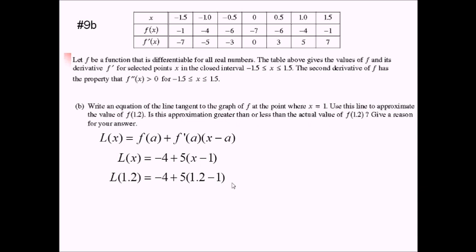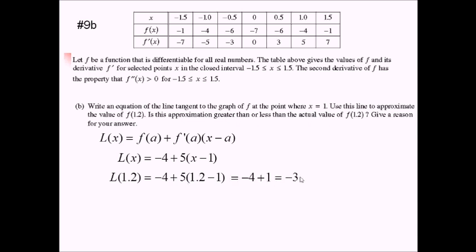This is numerically equivalent to whatever approximation they were looking for. Having said that, if you wanted to simplify it, we could. So this is going to be 5 times 0.2, which is going to be 1. So we have negative 4 plus 1, which comes out to negative 3.